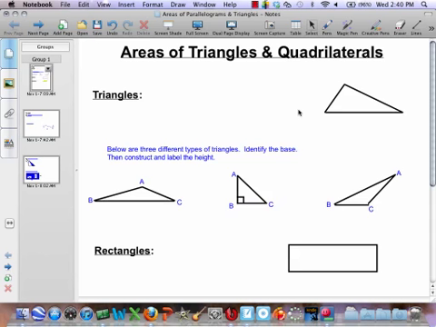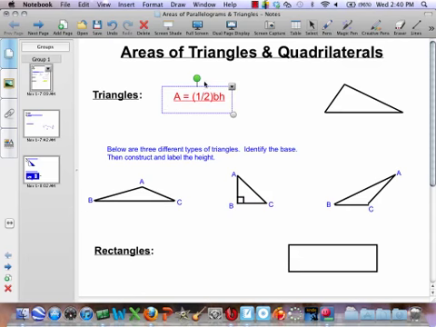Let's talk about this. Now, from your videos from last time, what did you guys get for the formula of triangles? Half base times height. 1/2 base times the height. Very good. Okay, so the area formula for a triangle is 1/2 the base times the height.